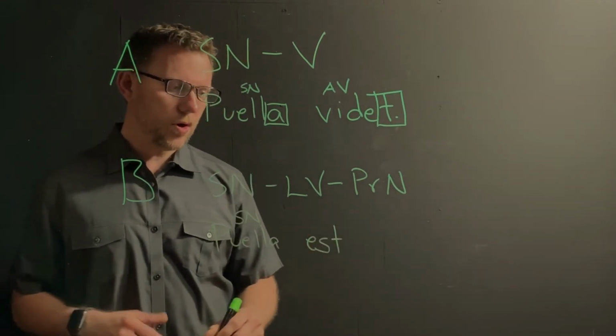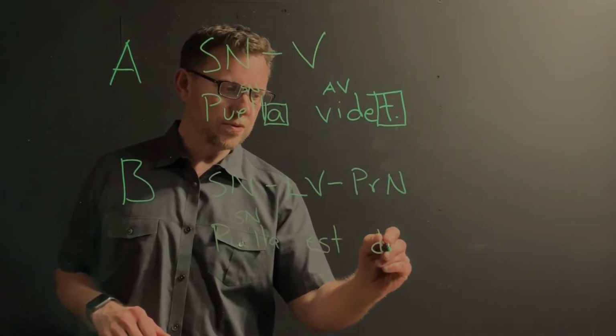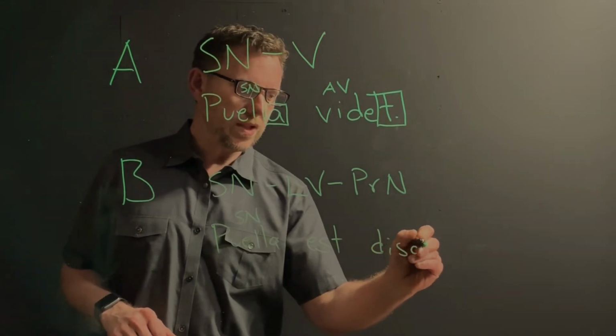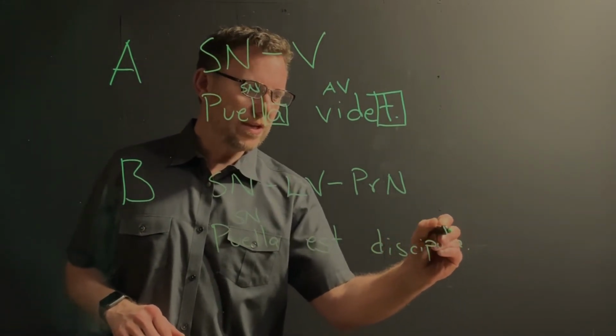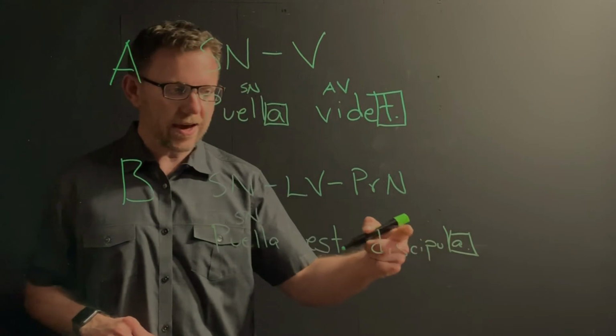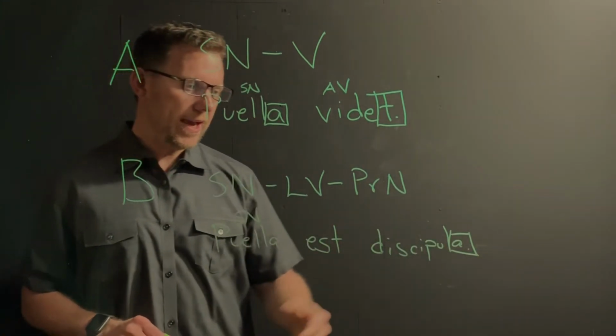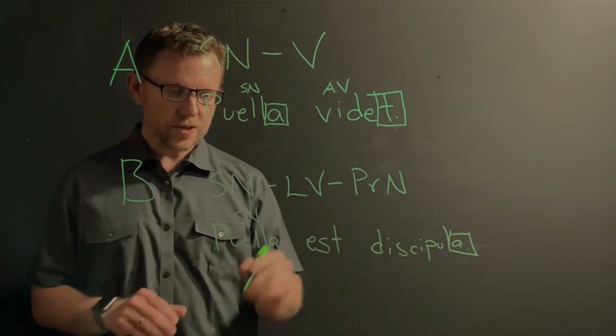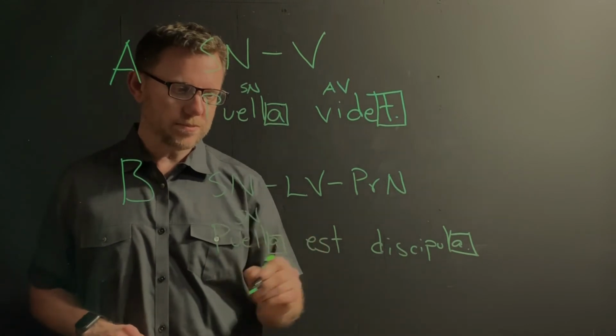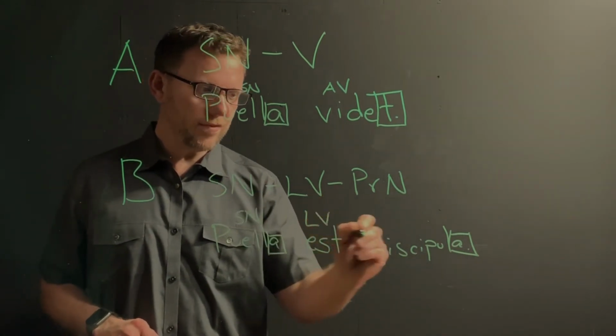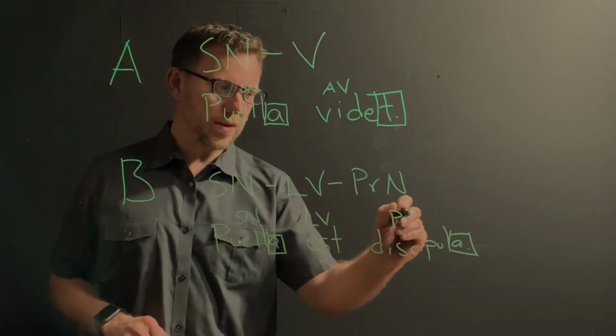Est. The girl is, we'll say, a student. Discipula. And you'll notice here, discipula has an A on it. That's the first declension ending. And it's nominative and singular, just like our subject. We'll label this as our linking verb. We'll label this as our predicate nominative.